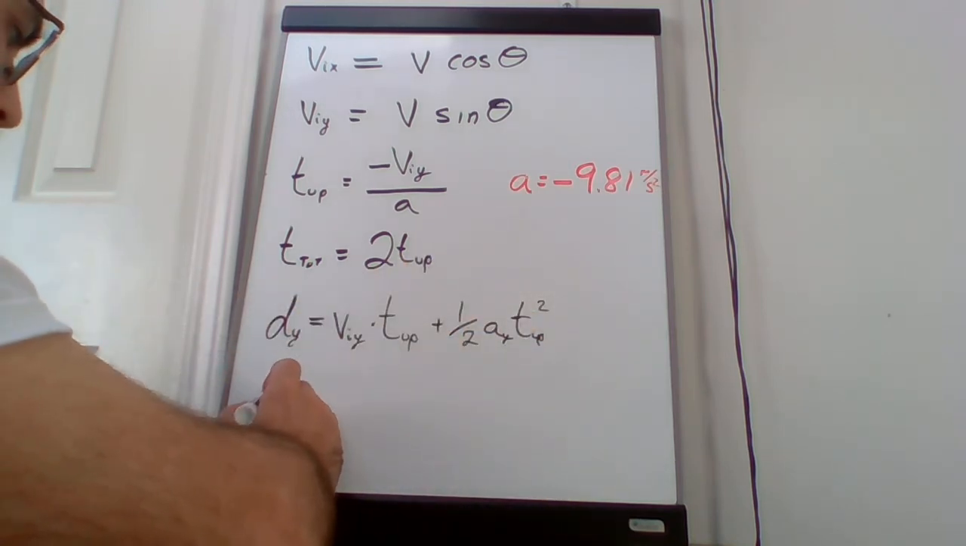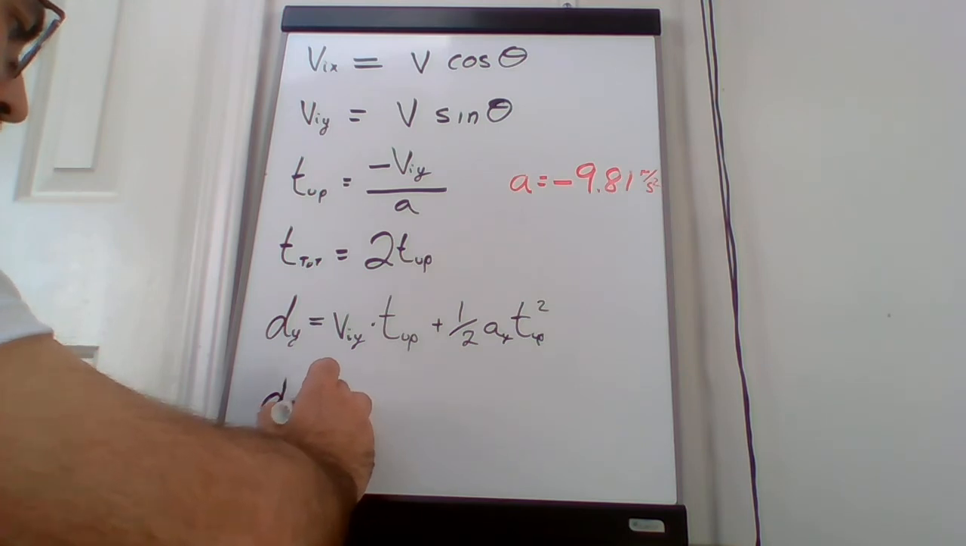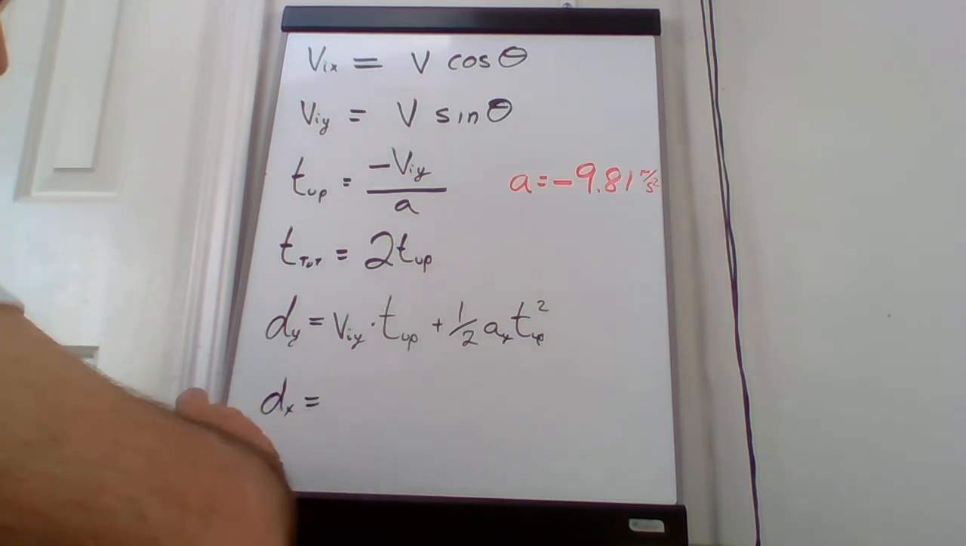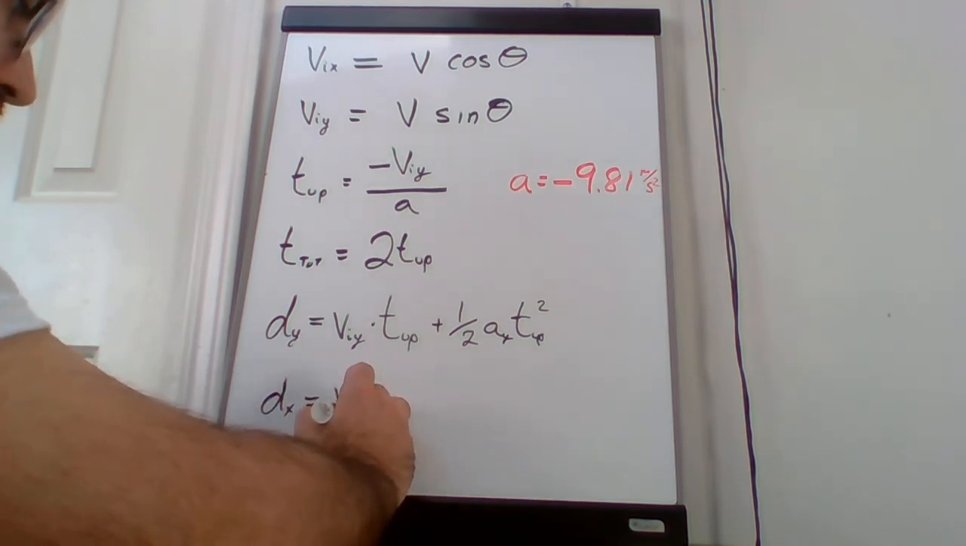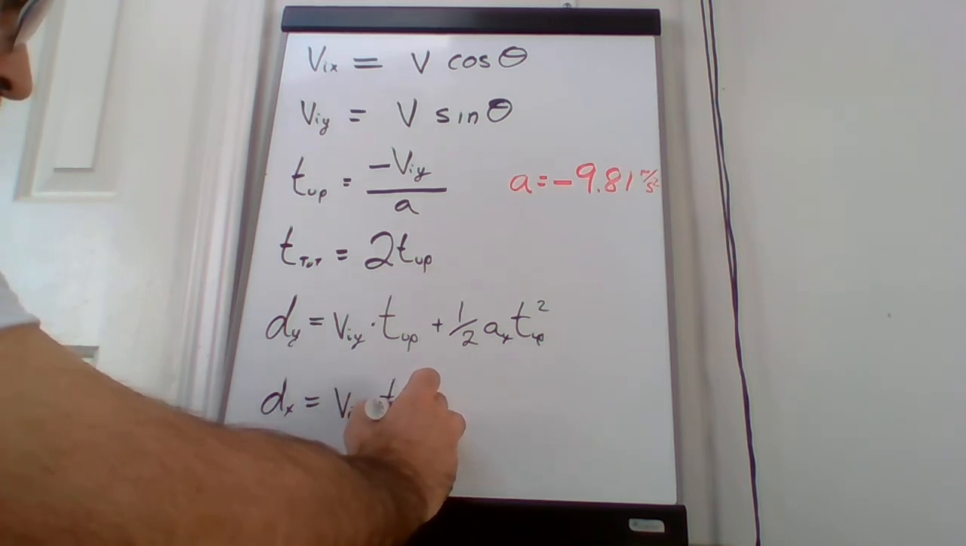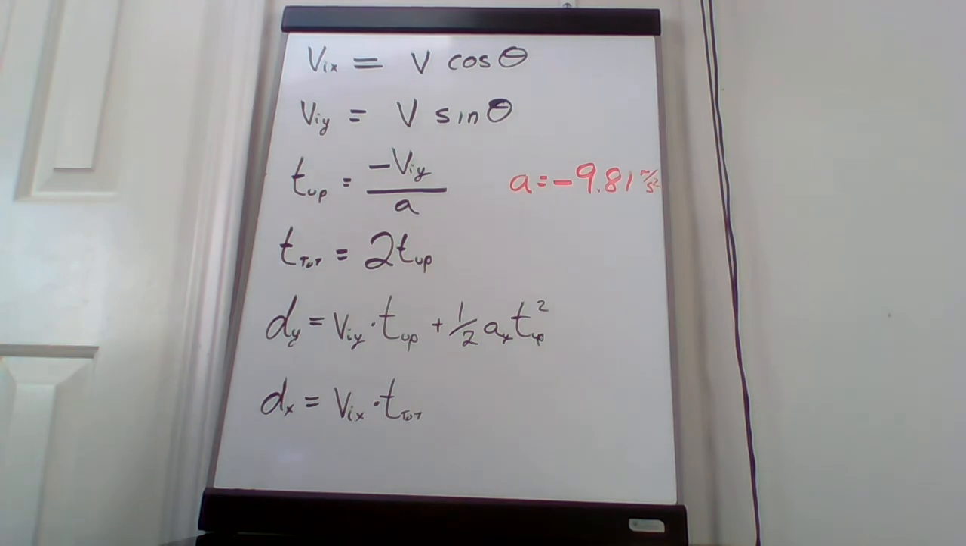And then the nice and easy one is, once we've figured out our total time and our initial x velocity, we can find the range as that Vix multiplied by the total time.